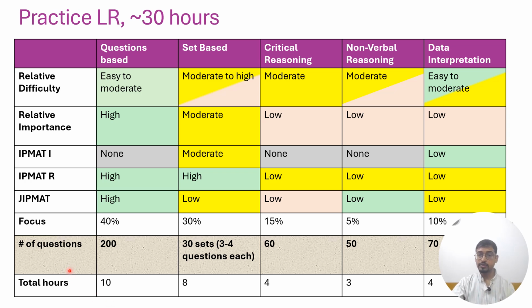When it comes to the number of questions, what I suggest is you solve 200 individual questions across clocks, calendars, blood relations, direction sense and all, and 30 sets of puzzle based questions across distribution, selection, arrangements, etc., each set consisting of 3 to 4 questions.